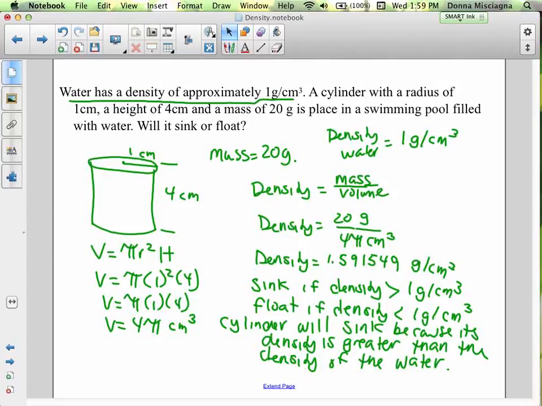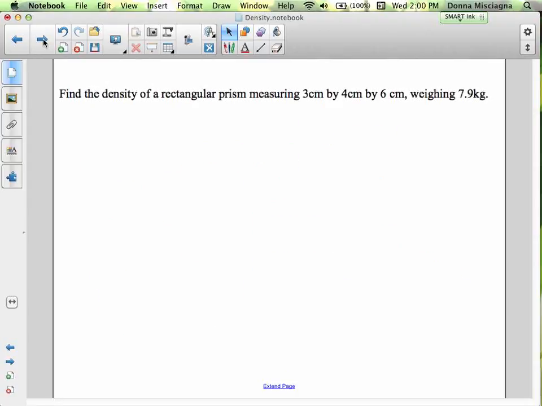So this one is in the notes. It's after the problem of the density of a rectangular prism. The two must be switched on the notes. All right, so we want to find the density of a rectangular prism measuring 3 centimeters by 4 centimeters by 6 centimeters.